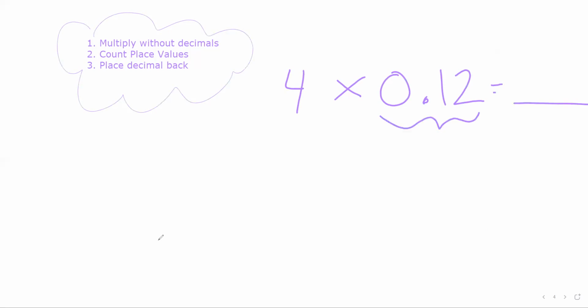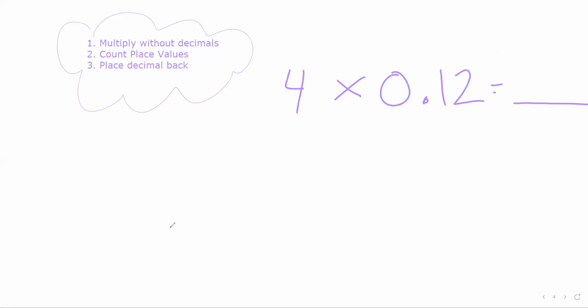This is really small. It's smaller than 1, right? It's just above 1/10. It's below 2/10. It's a small number. So my answer is going to be smaller than 4. That's the one thing we're going to have to start learning, but I don't always have to put that into play.